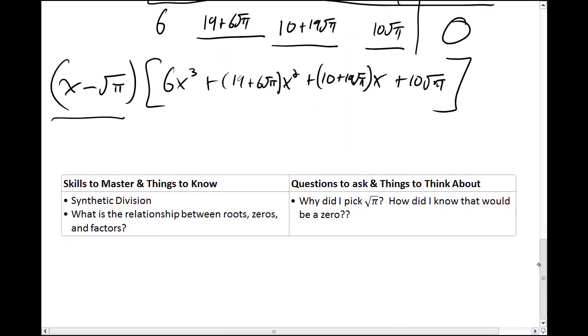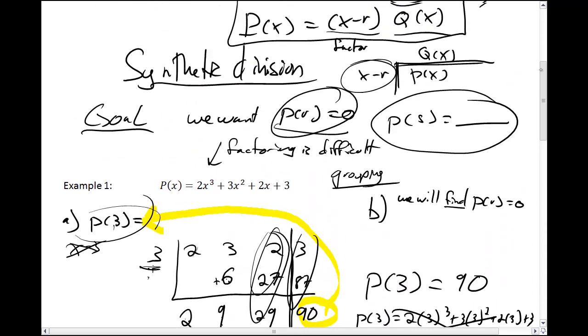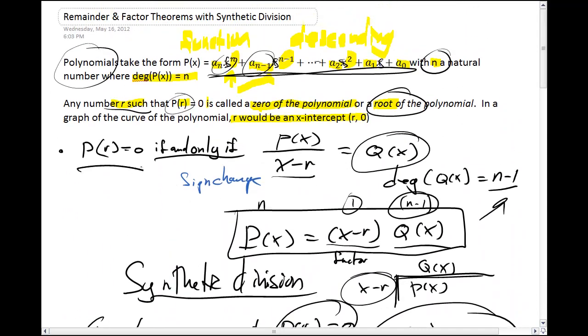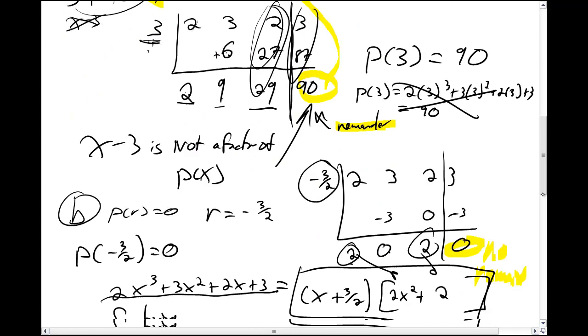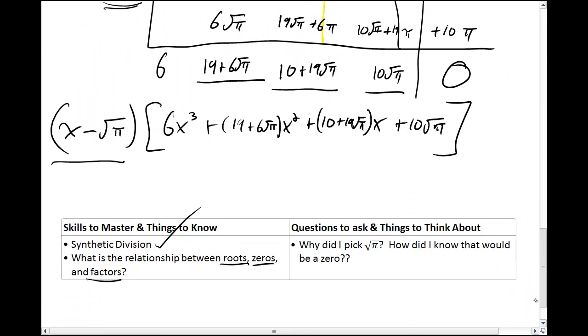So now what are we left with? Well, you need to master synthetic division. I've given you some examples. You want to figure out in your head and clarify very clearly what the relationship is between roots, zeros, and factors. We've mentioned, look, roots and factors have this nice if and only if relationship between them. So that's what you want to focus on and make sure that starts to make sense. Otherwise, this module is going to be pretty tricky.